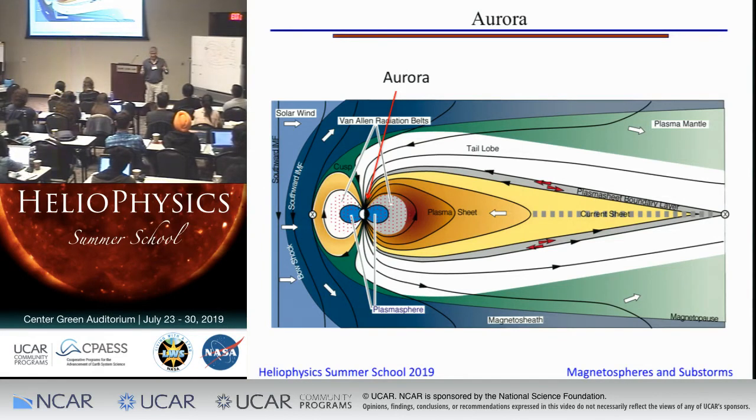We can't tell the difference. They are basically coming in from the tail. So when the reconnection happens in the tail is when the aurora light up. Okay, that has been known for years. That is called an auroral substorm. Same name, tail substorm, auroral substorm.